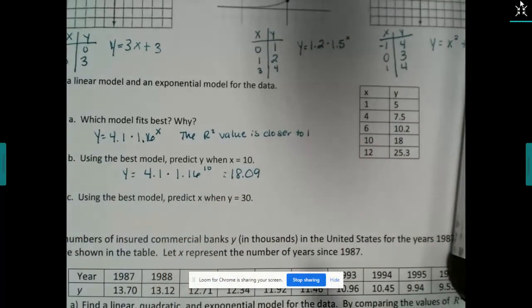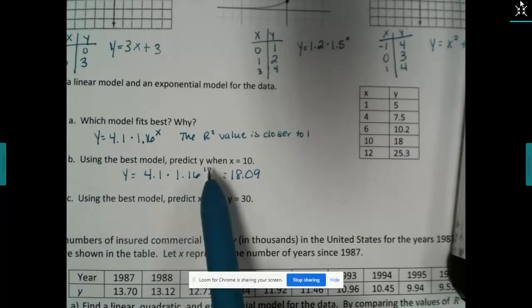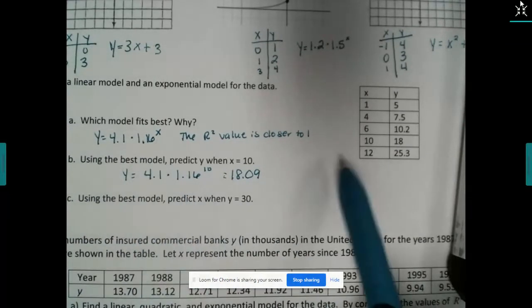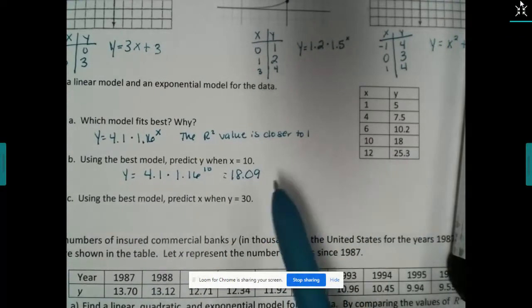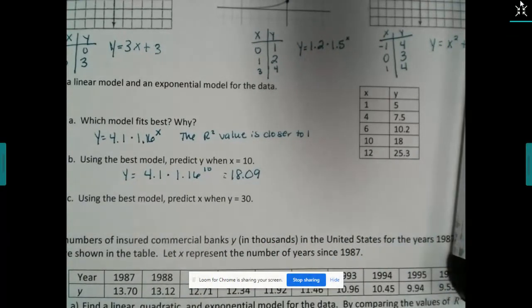And so if we look, that's our y value when x is 10 using the model. If we look at our table, when x is 10, y is 18. So they're super close together. And so that tells you that this is a pretty good model.